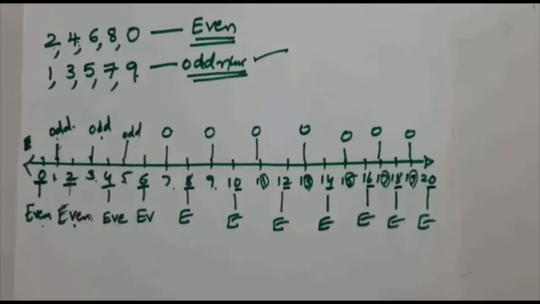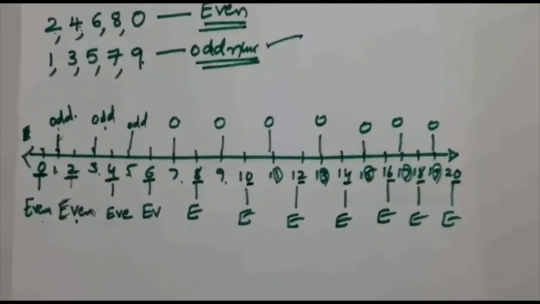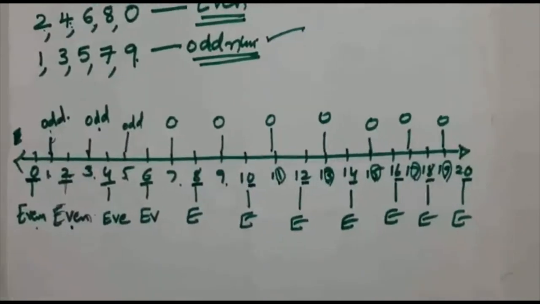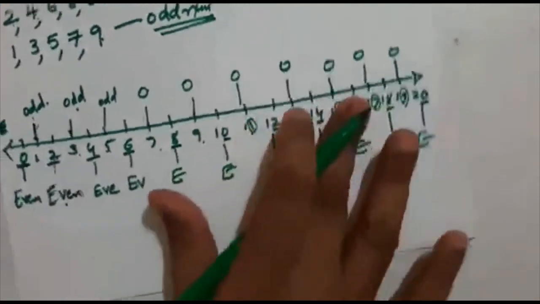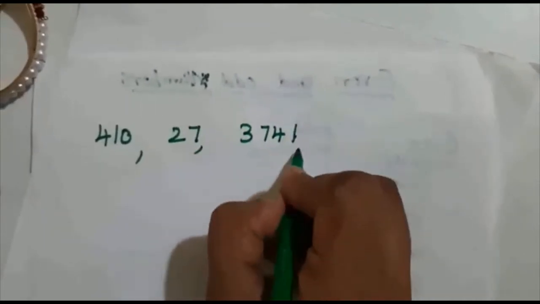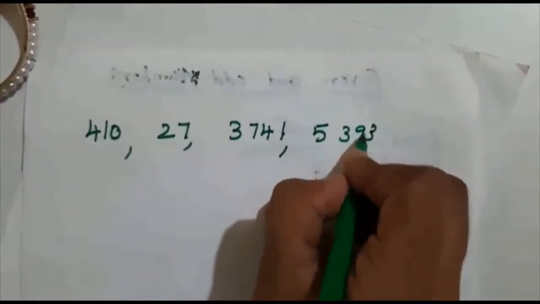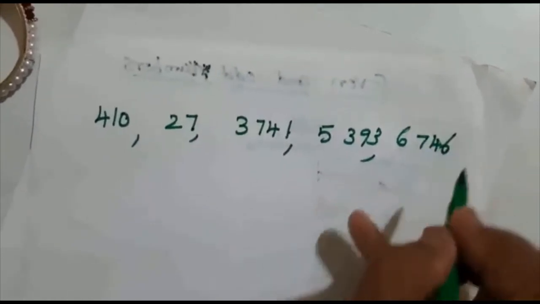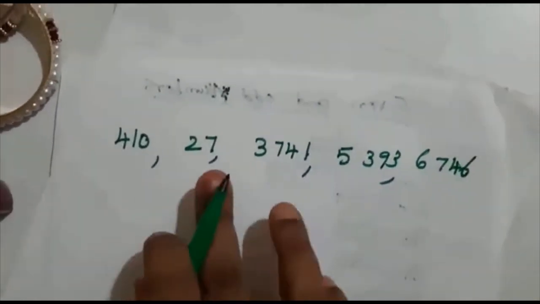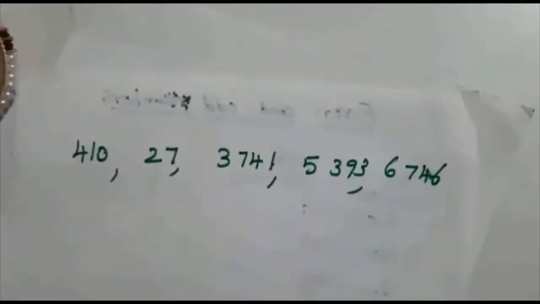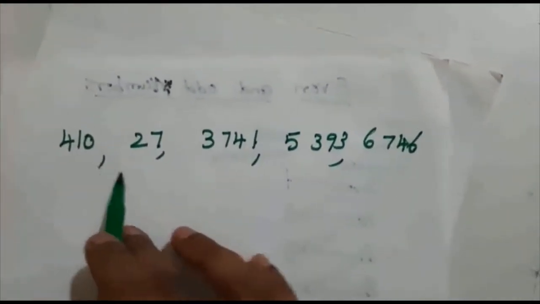Now, children, we can see some examples of these even and odd numbers. Children, can you identify which are even and odd numbers in the given numbers? For example, 410, 27, 3741, 5,393, 6,746. All these numbers, what are they, children? Either 2-digit, 3-digit or 4-digit numbers. Can you identify which of the numbers are even and odd?